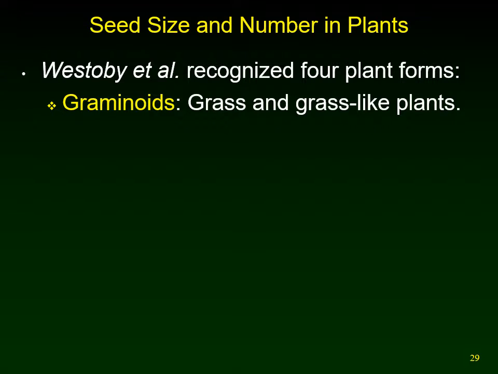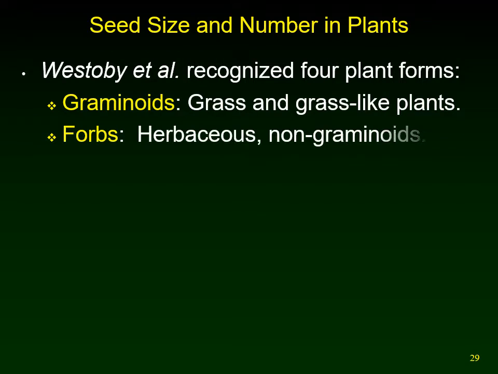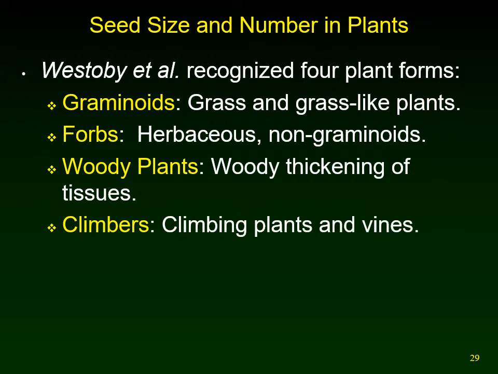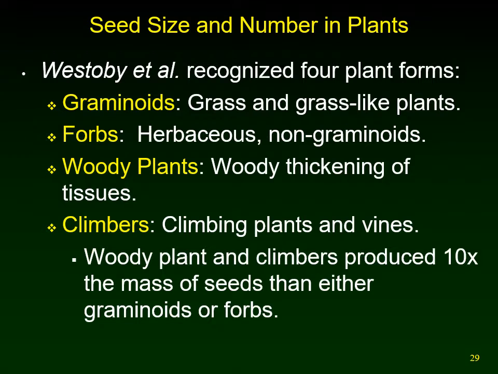Now, Westoby and people in that study looked at 4 different plant forms. They looked at graminoids or grass-like plants, forbs, which are herbaceous plants, so plants that are small and green, not woody, but also not grasses. They looked at woody plants, which means if you think of something with wood, they have some woody thickening to their stems. And then they also looked at climbers, like climbing plants and vines. And woody plants and climbers, as you saw on the chart, produce 10 times the mass of seeds than either the graminoids or the forbs. So their seeds were about 10 times larger.